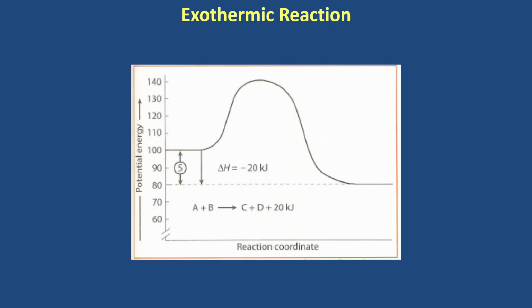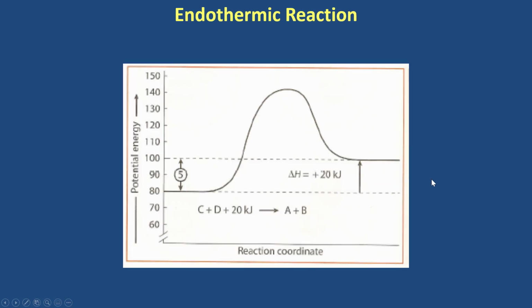Now, an exothermic reaction starts at a higher potential energy for the reactants and ends at a lower potential energy for the products. And you can see that if you took the reactants and you subtracted this amount of energy, you get where the products are. And so the delta H is a negative value. On the flip side, an endothermic reaction starts at a lower potential energy for the reactants and gains the energy for the products. So that's an endothermic reaction, or energy going into the reaction.